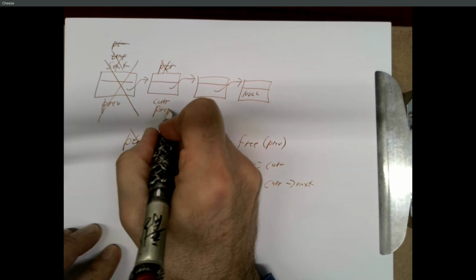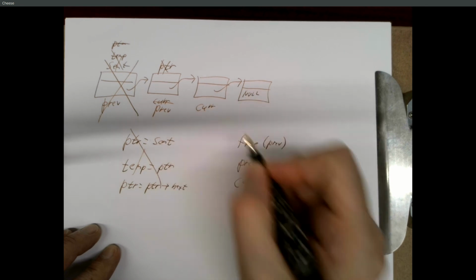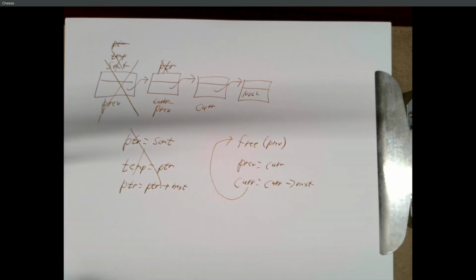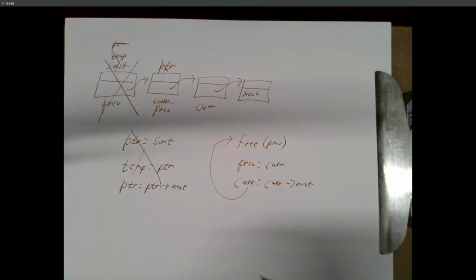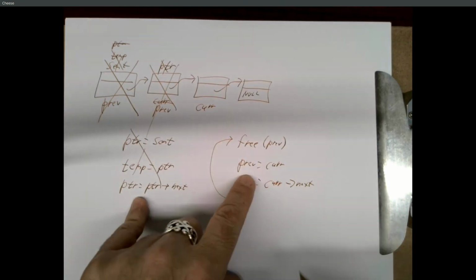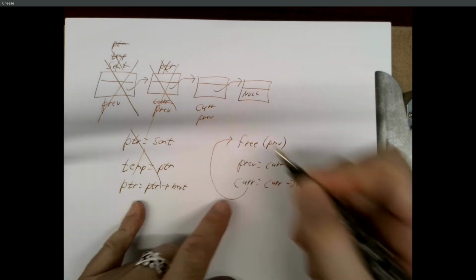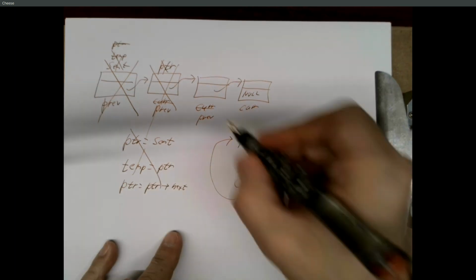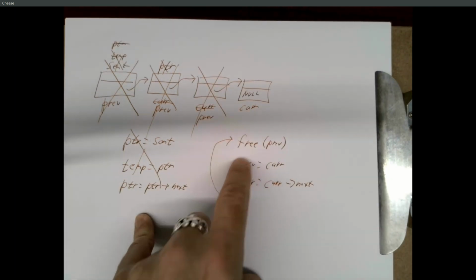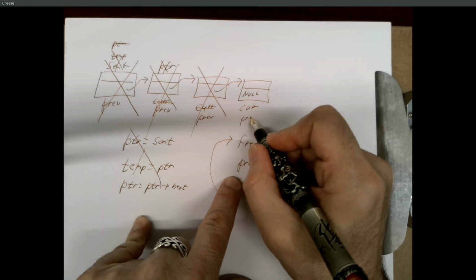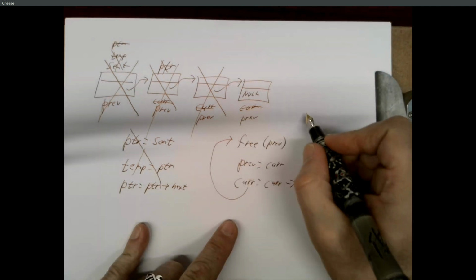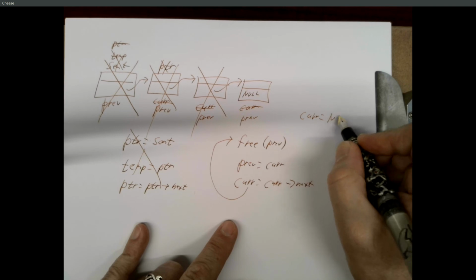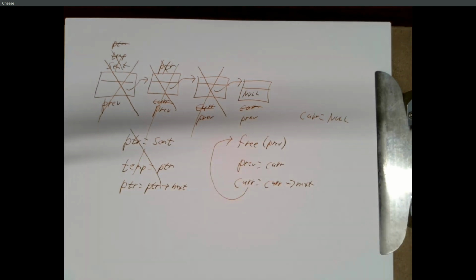And what have I done? I made this previous, and I made this current, and I can go back up here. Free previous, that gets rid of that. Change previous to be current. Change current to be current next. Go back up to the top. Free the previous. Change previous to be current. Change current to be current next. Well, current is null, but I'm not done. I still have one node I have to free.